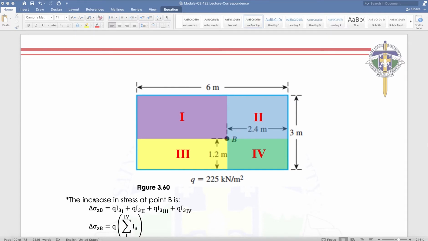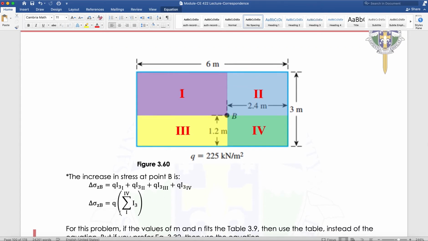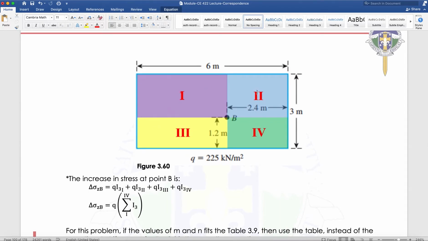Okay, so delta sigma Z at B will now be the summation of the individual delta sigma contributed by these 4 rectangles. So that would be delta sigma Z at B is equivalent to Q times I3 of quadrant 1 plus I3 of quadrant 2, I3 of quadrant 3, and plus I3 of quadrant 4. So all in all, it is a summation of all the quadrants.